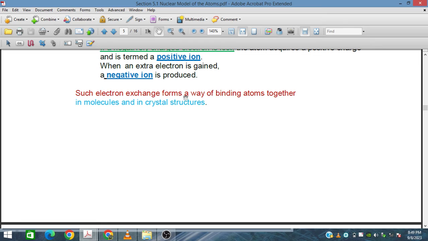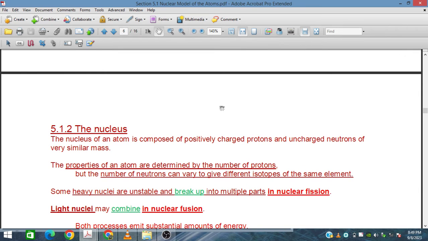And such electron exchange forms a way of binding electrons together in molecules and in crystal structures. This is now the nucleus. The nucleus of an atom is composed of positively charged protons and uncharged neutrons of very similar mass. So the nucleus consists of protons and neutrons, and their masses are comparatively the same.